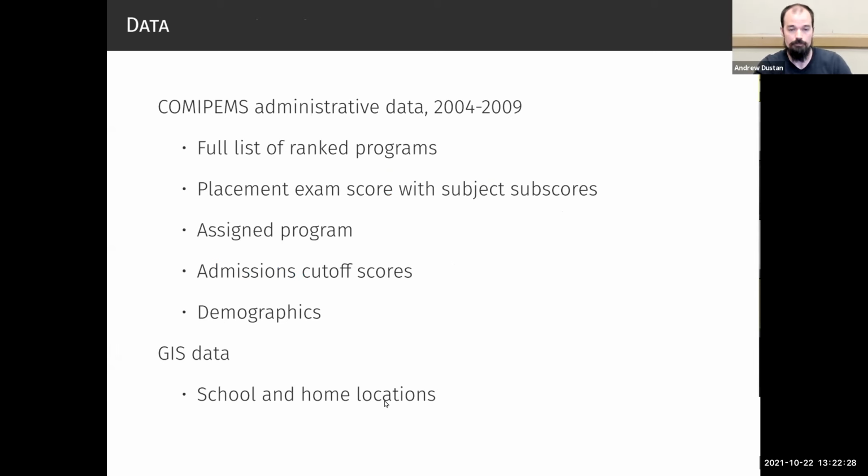Okay, so what do we have in terms of data? I'm using the 2004 through 2009 COMIPEMS administrative data. This is the full ranked list of programs that students submitted, placement exam score with subscores, and the program they end up assigned to. Those give us the admissions cutoff scores that resulted from the assignment mechanism. We have some demographics, and then we have GIS data that allow us to approximately place students on the map, and we can precisely place schools on the map in order to get a proxy for commuting distance.